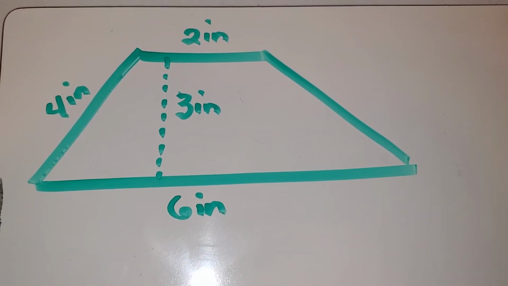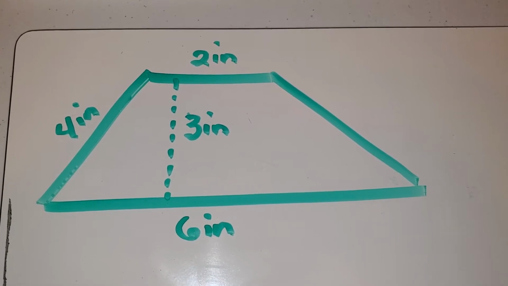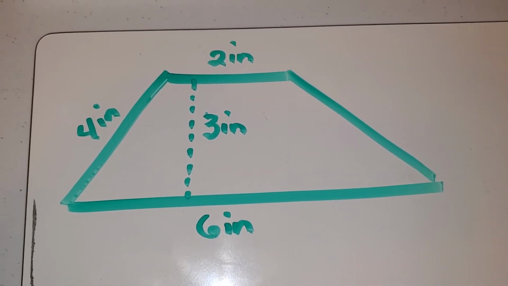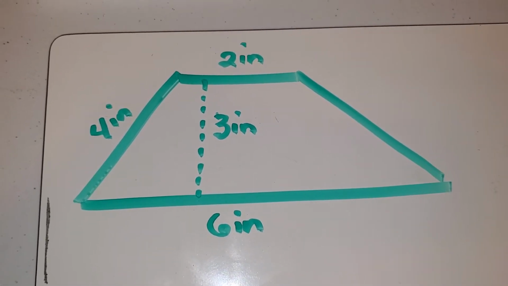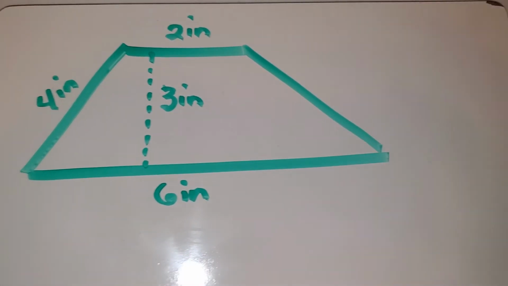So here's a picture of the trapezoid that you see on your screen. Trapezoid is a little different than the shapes we've been working on. Trapezoid is actually those shapes kind of put together. So the best way to solve the area of a trapezoid is to use a formula.